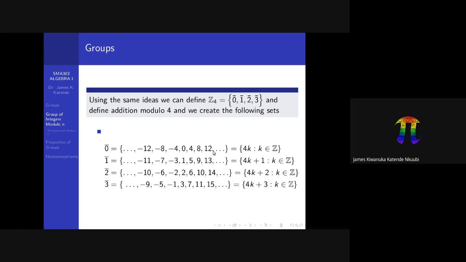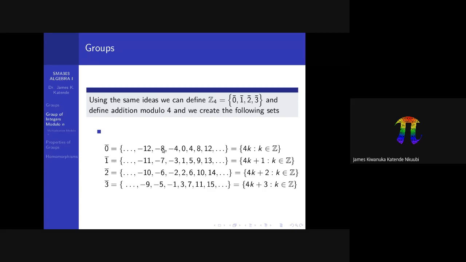Just to test this, if you add any element from here, 0 plus 1, you will always get an element here. Any 2 elements you add from bar 0 and bar 1 will always give you a number here. You can test that for all of them and you will see that it is true. For instance, -4 plus -3 you will get what? -7. Maybe -3 should not be here, or am I? I think so. Yes, you get -7, which is here.